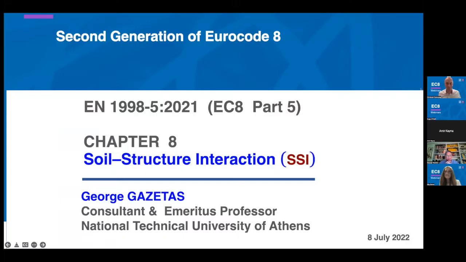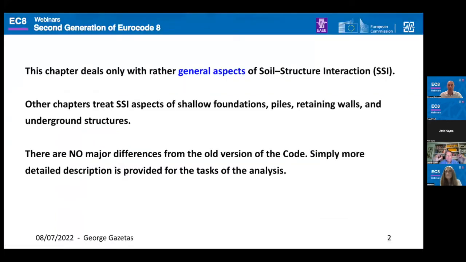Thank you. Soil structure interaction is the topic. And I have to say from the very beginning that this chapter is a very general introduction to the use of soil structure interaction. Other chapters that will follow deal with shallow foundations, piles, retaining walls, and underground structures, which we consider part of soil structure interaction. So this chapter is only general rules.